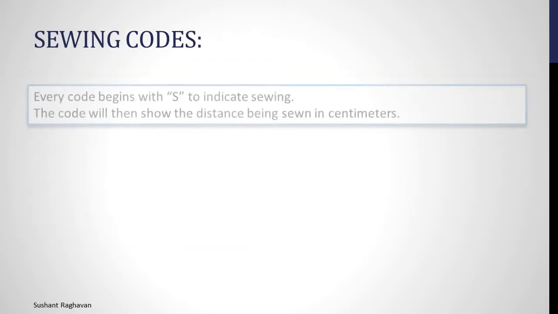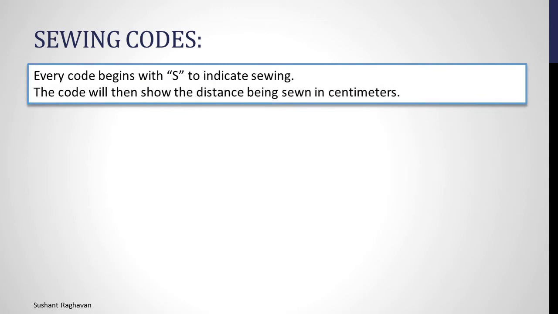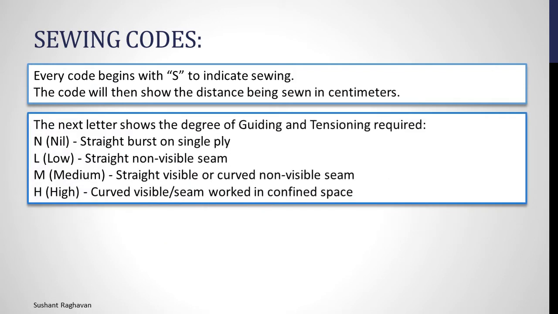Sewing codes. Every code begins with S to indicate sewing. The code will then show the distance being sewn in centimeters. The next letter shows the degree of guiding and tensioning required. N, nil: straight burst on single ply. L, low: straight non-visible seam. M, medium: straight visible or curved non-visible seam. H, high: curved visible seam worked in confined space.